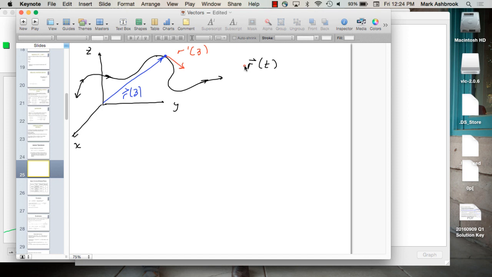Okay. So then, if we looked at T of 3, what would that be? The unitized version of this, right? So let's draw that. So I'm going to draw T of 3. There's T of 3. Imagine that's a unit vector, and it's in the same direction there.